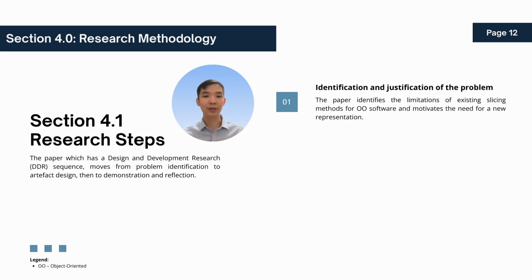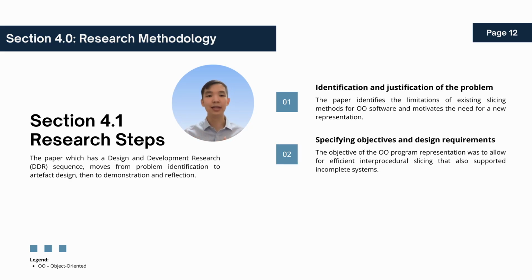And through this problem, we can see that the second step is to specify the objectives and design requirements that will be seen throughout the paper. In fact, these requirements directly mirror the research objectives that William had described earlier. In terms of the OO representation they wanted, the key things they highlighted were, firstly, it had to support efficient interprocedural slicing, and following that, it also had to work on complete programs and incomplete programs, for example, individual classes that don't really have a main method yet.